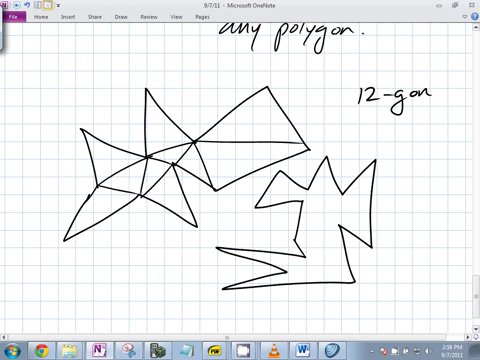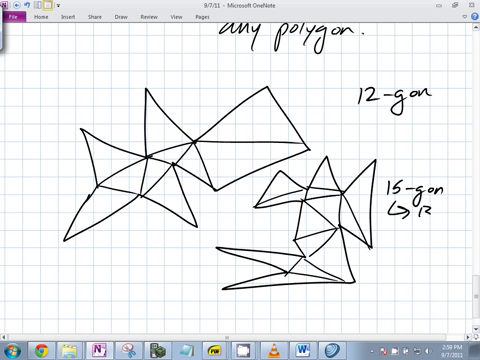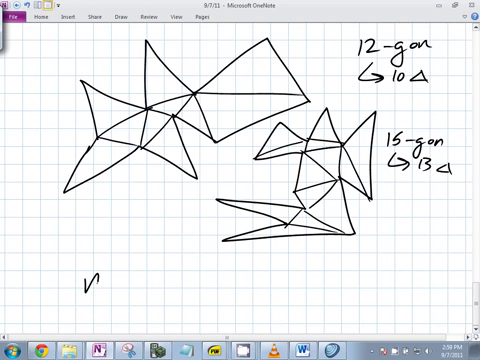Let's see here. 13. So a 15-gon has 13 triangles. A 12-gon was 10 triangles. So your guess could maybe be, if you had an n-gon, how many triangles is that? N minus 2 triangles. Pretty cool, huh? Some neat stuff. So a 100-sided shape has 98, at least 98.